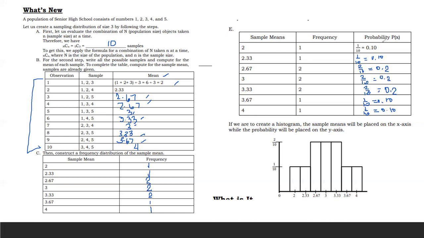Kung gagawa tayo ng ating probability distribution, it will be a number line kasi it's continuous. Paano po ginagawa yun? You have to write lang yung 2, 2.33, 2.67, 3, 3.33, 3.67, and 4. Ang tawag po dito ay histogram, dahil hindi po siya bar graph. Ang pinagkaiba ng bar graph, yung hindi sila dikit-dikit. Kailan ginagamit yung bar graph? Kapag ang given natin ay discrete. But this time around, it's a continuous number, so this is continuous.